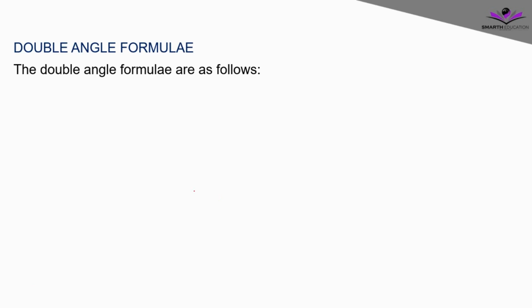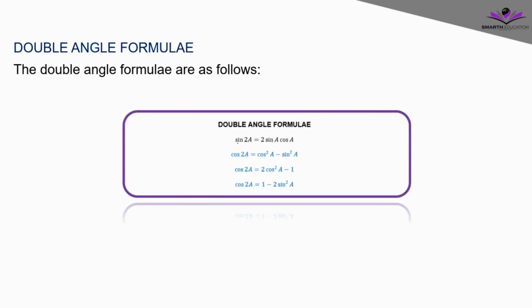Welcome back. Let's discuss double angle formulae and also find out how we can prove them. Double angle formulae are as follows. We have sine 2a is equal to 2 sine a times cos a. And then these three are for cos 2a. So cos 2a is equal to cos squared a minus sine squared a. Then cos 2a is equal to 2 cos squared a minus 1. Or cos 2a is equal to 1 minus 2 sine squared a.